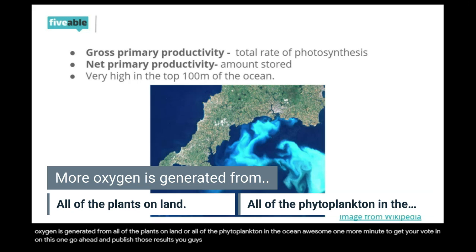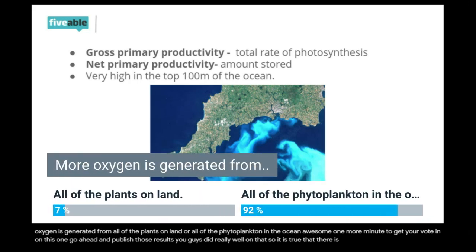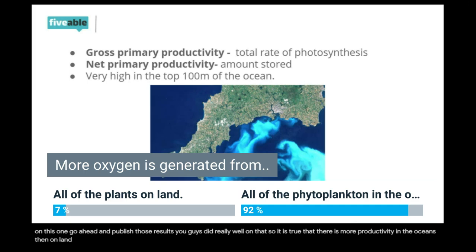You guys did that really well on that. So it is true that there is more productivity in the oceans than on land. There's just so much more space in the oceans. And again, that's in the first 100 meters.